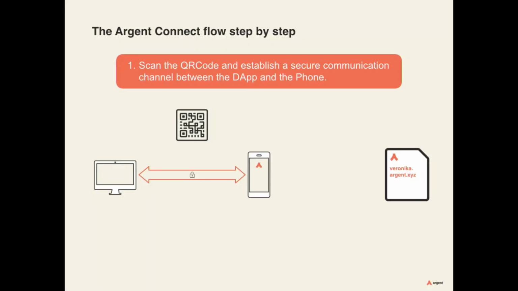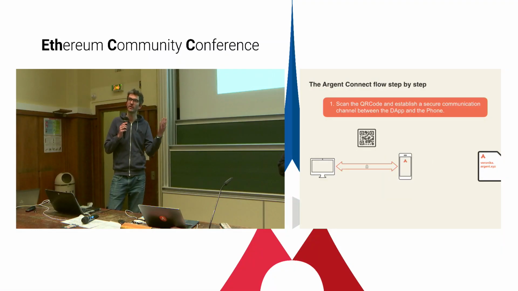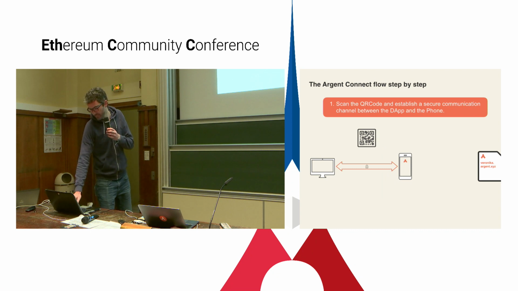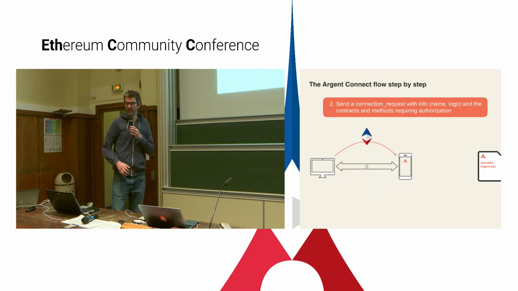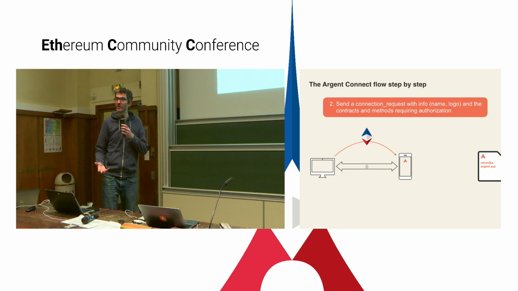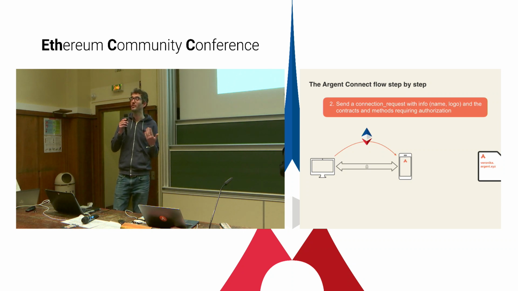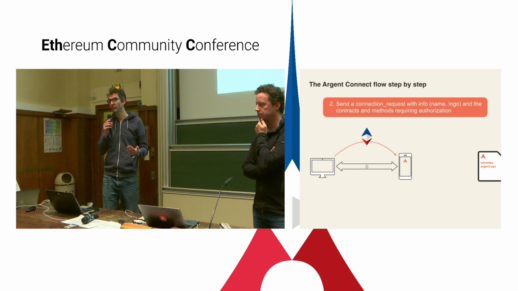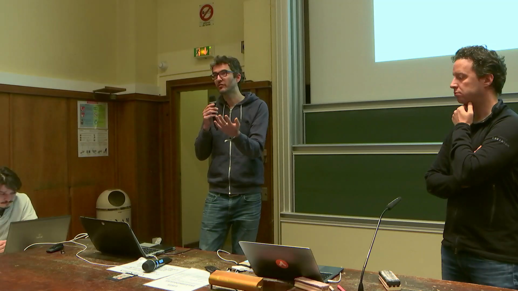Okay, so let me now walk you through this Argent Connect flow. When you browse to the dApp and you click on the Argent Connect button, what you see is a QR code. And we ask you to scan that QR code with your client. By doing so, we establish a secure communication channel between the dApp and the phone. Next, the dApp will send a connection request to the client on that secure channel. This connection request will contain information about the dApp, its name and its logo, for example, so that it can be nicely displayed on the client.